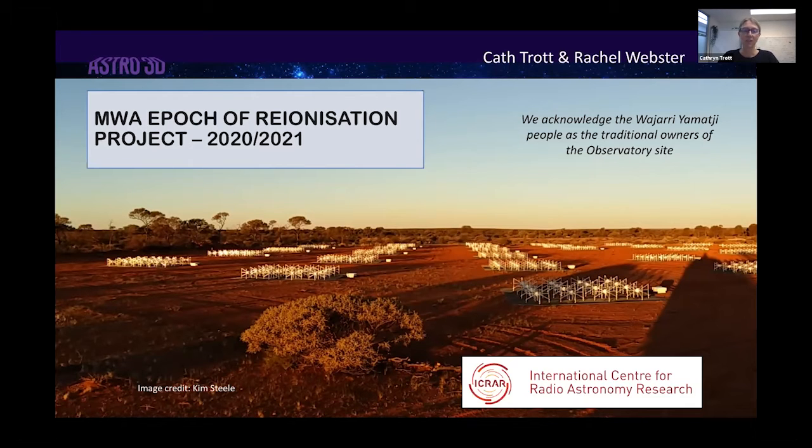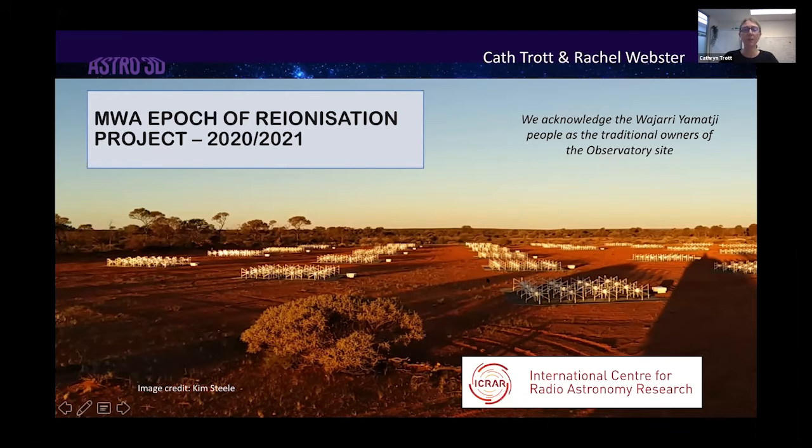This lovely image that you're seeing on the screen here is a photo of some of the 256 individual tiles that sit on the ground in the Murchison, spread over an area of diameter about 5 kilometres. And the interferometer forms baselines between each of these tiles. Each of these tiles is made from these dual polarisation dipoles.